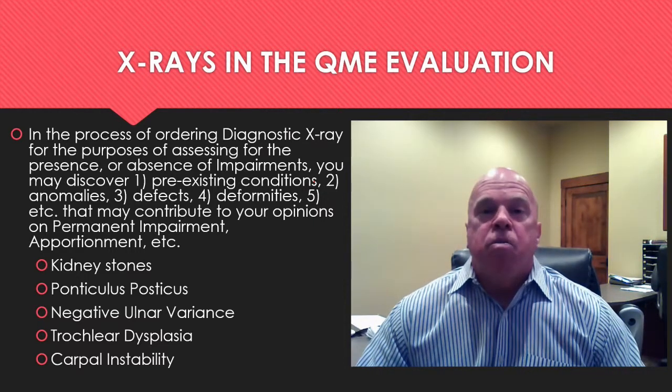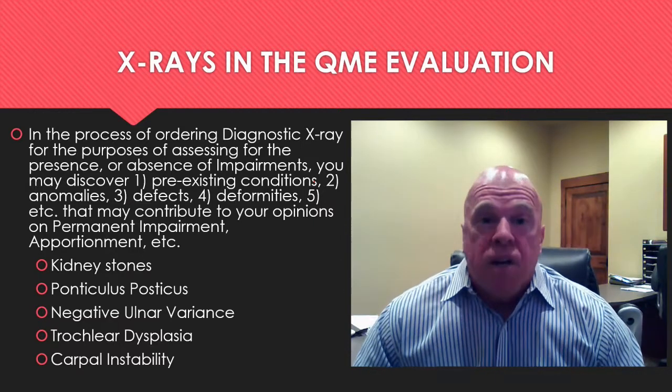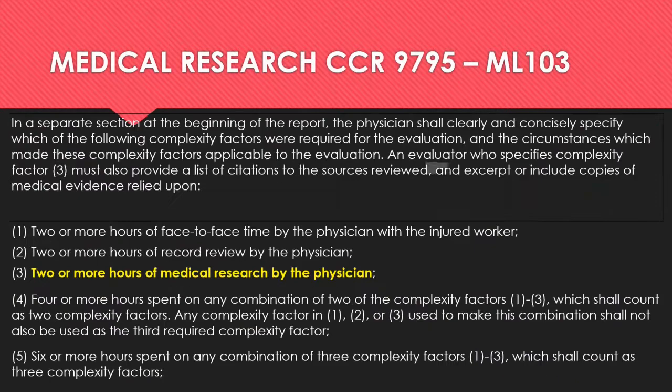for the assessment of impairments, but also for the other valuable information that it may provide in other sections of your report. Now, here is the description of ML103, and again, the ML103 tells us that we have to follow our instructions. We must provide a list of citations to the sources reviewed and include copies of the medical evidence we relied upon. And here is complexity factor number 3, which is 2 or more hours of medical research by the physician.